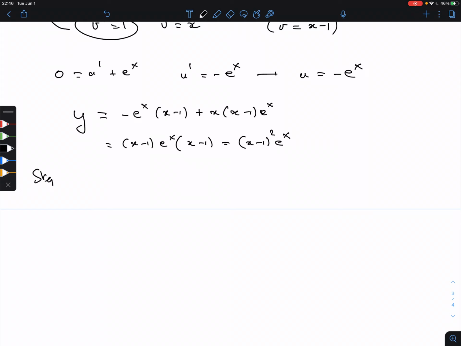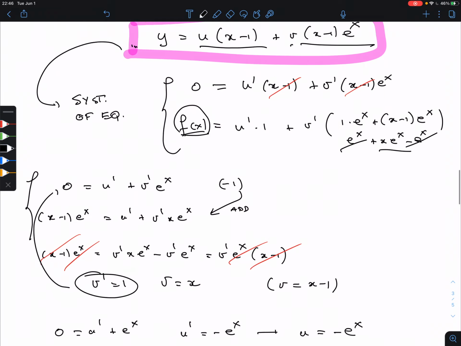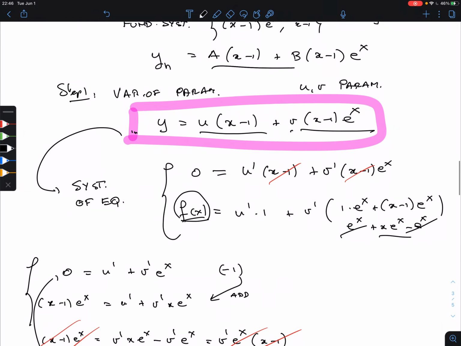So step 3, I guess this was step 2 when you put everything together. This is a particular solution, so let me indicate that now. So the general solution is the particular plus the homogeneous. I'll write down the formula one more time. In this case, this means x minus 1 squared e^x plus a times x minus 1 plus b times x minus 1 e^x, right? That's the homogeneous. We had done it already. So yeah, here they are.